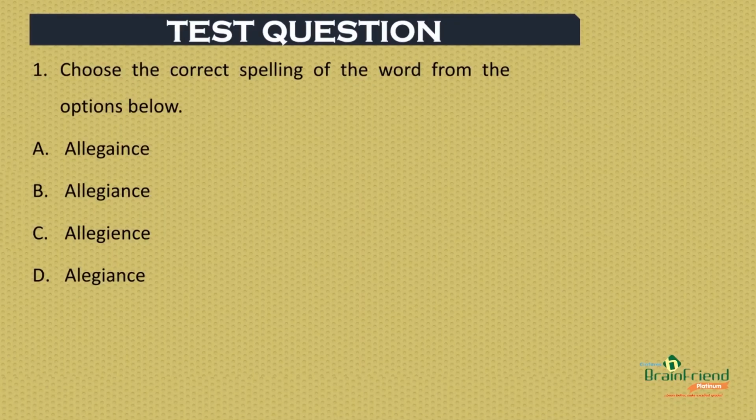Question 1. Choose the correct spelling of the word from the options below. Option A, A-double-L-E-G-A-I-N-C-E. Option B, A-double-L-E-G-I-A-N-C-E. Option C, A-double-L-E-G-I-E-N-C-E. Or option D, A-L-E-G-I-A-N-C-E.